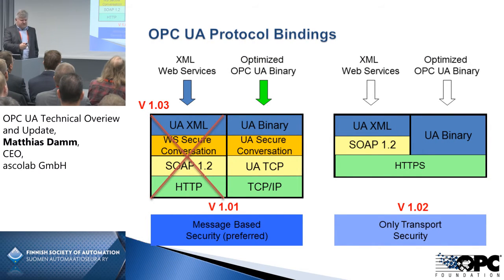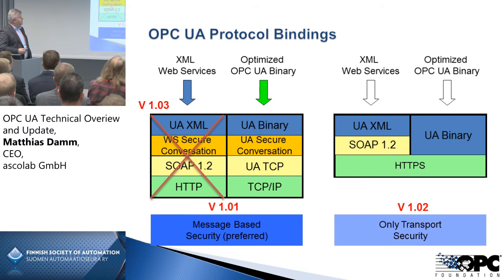One change on the protocols: the first protocol bindings we released were UA Binary, UA Secure Conversation, UA TCP. So that's the mandatory binary optimized protocol for OPC UA. But in the first version we also had a web service binding. In version 1.02 we added HTTPS, so transport layer security, especially for web browser-based applications, because they have no direct access to crypto libraries, which is required for the message-based security we normally prefer.